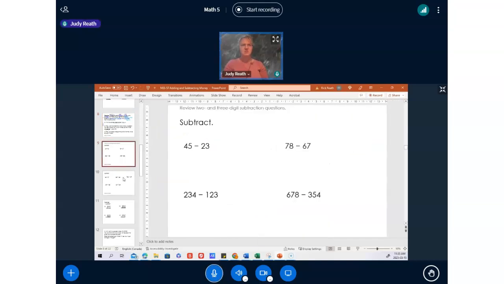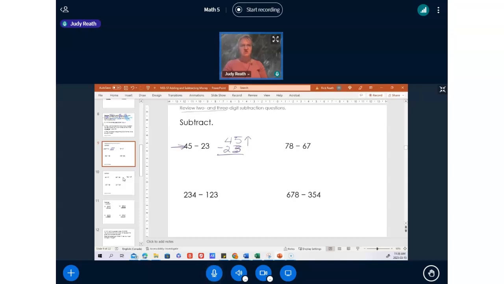Now in this one, I'm not sure why they're just having you subtract. I guess just reviewing 2- and 3-digit subtraction questions. When you get questions like this, some people try to puzzle it through subtracting sideways. I would never suggest that you do that unless you find it really easy to subtract. If you have any trouble with it at all, I would always write it out like this, 45 minus 23. Write it vertically instead of horizontally.